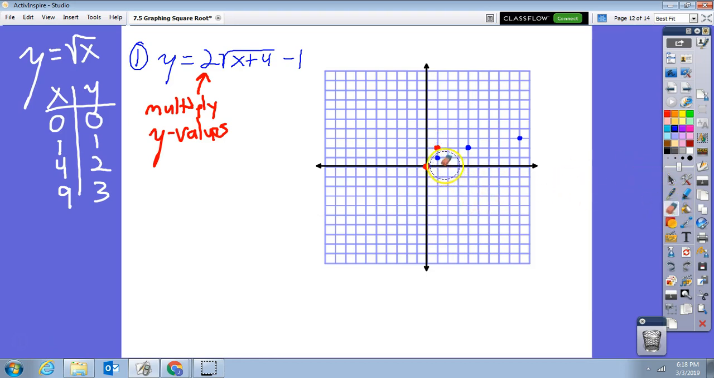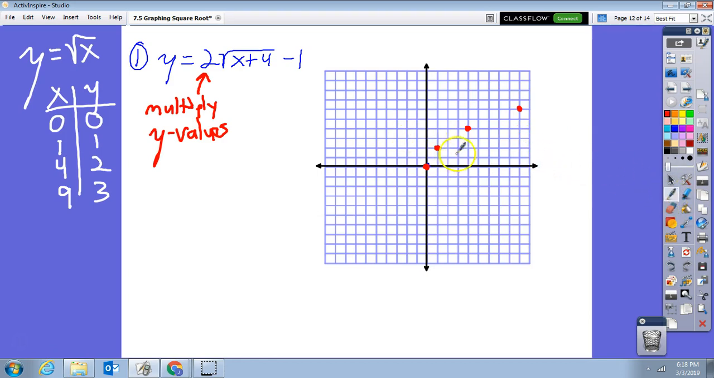You can erase the old point after you stretch it up to 2. What's the y value here? 2. What is 2 times 2? 4. So it stretches that point up to 4. Notice it is not moving it, it is stretching it. That is important to understand. What's the y value here? 3. What is 3 times 2? 6. So it stretches it up to 6.